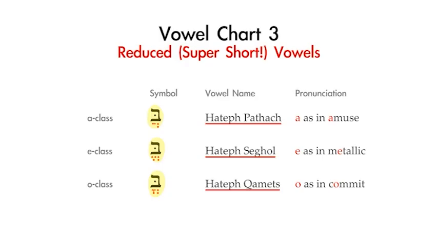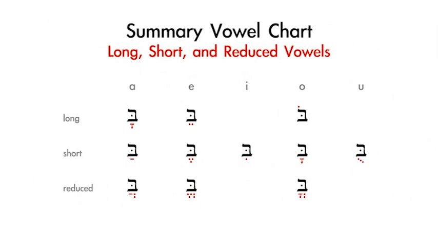Ba, be, ba. These are the reduced or super short vowels from vowel chart 3. We now come to the summary vowel chart where we list all of the long, short, and reduced vowels in Hebrew. This chart at a glance serves to show you what each vowel symbol looks like and where each vowel symbol appears with the consonant.